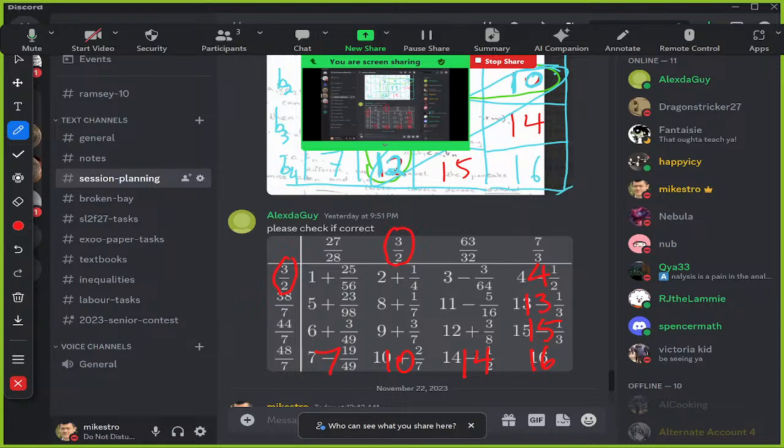Where did you learn that? School teaches you how to multiply fractions? I also went to pre-uni. Oh, okay.